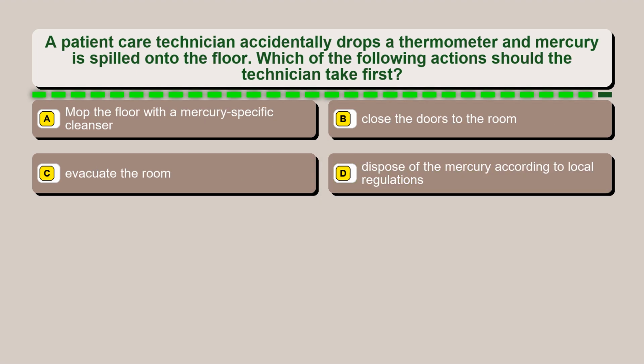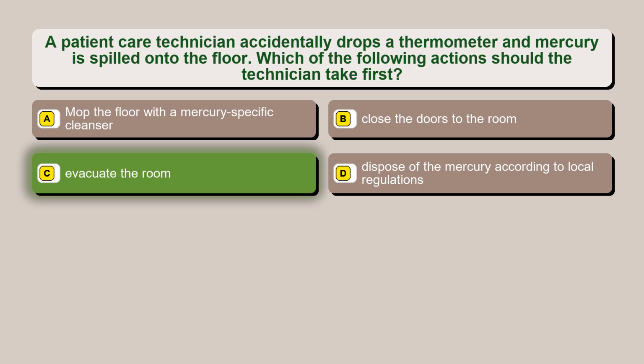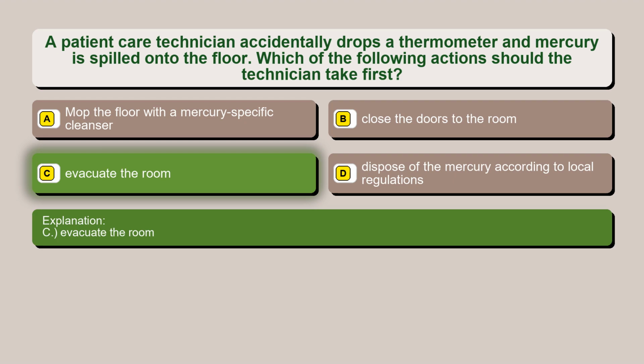Question 34. A patient care technician accidentally drops a thermometer and mercury is spilled onto the floor. Which of the following actions should the technician take first? Option A, mop the floor with a mercury-specific cleanser. Option B, close the doors to the room. Option C, evacuate the room. Option D, dispose of the mercury according to local regulations. The correct answer is option C, evacuate the room. Question 35.